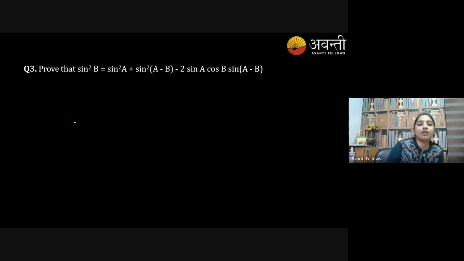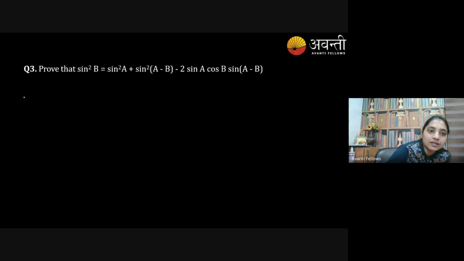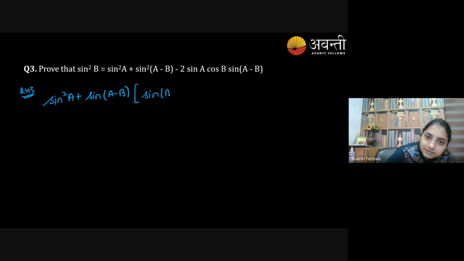So dear friends, let's have a look. Very quite simple question. Just need to think a little. Let's take the right hand side. Clear? So Harini, what I do is, sine square a remains the same. I can take sine of a minus b common, right, Gurmannat? So it will be sine a minus b minus 2 sine a cos b. Clear, Mannat?